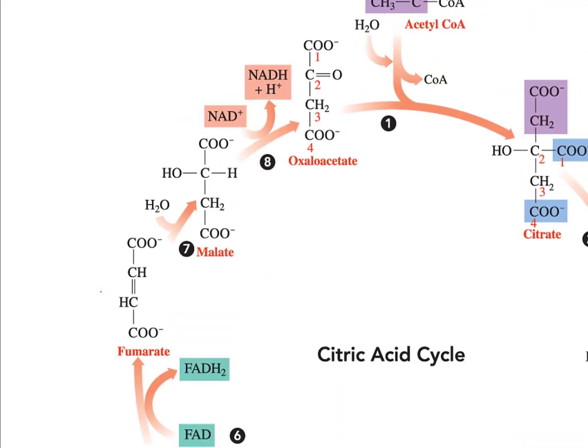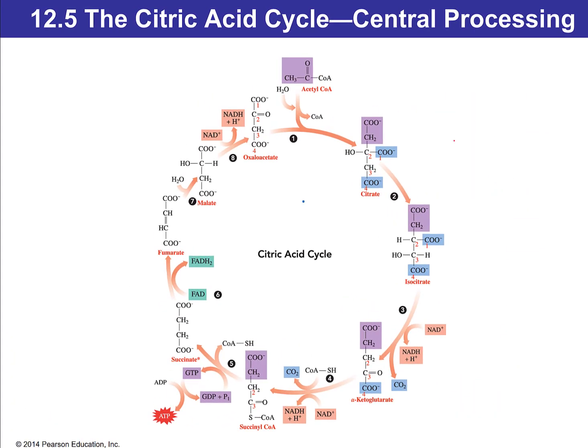Then we get just a couple more bond rearrangements. All that's happening in the last 2 steps is really just to reform the molecule so that another 2 carbon group can come in. So in this process, 2 carbon dioxides.